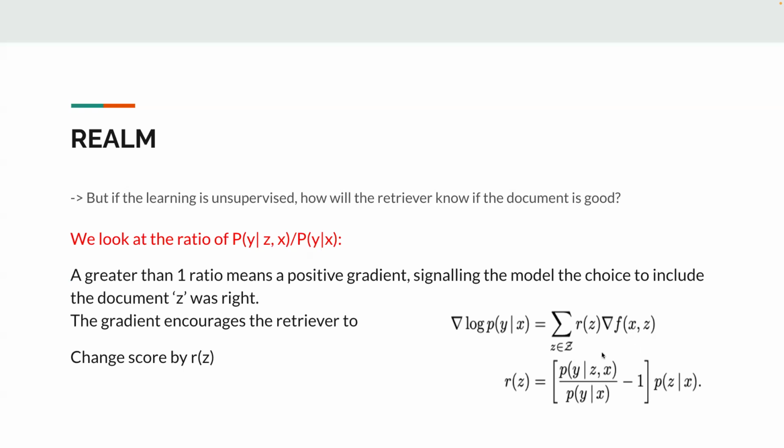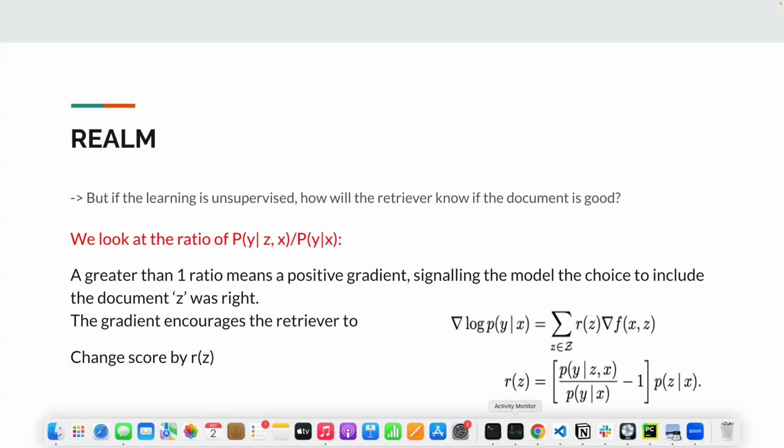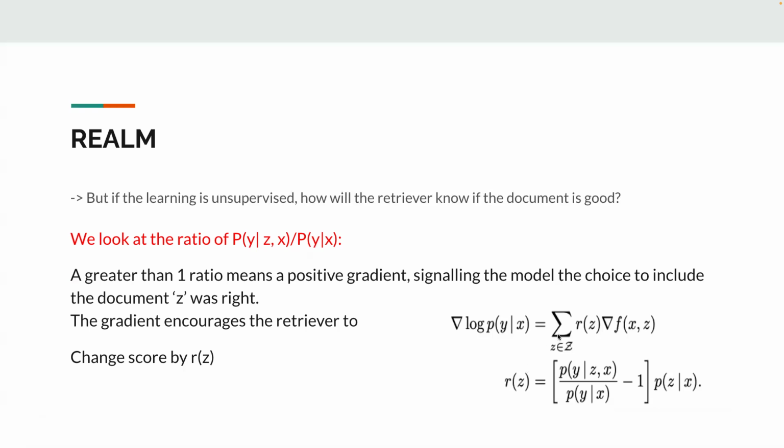However, if the numerator is less than the denominator, which means that Z did not contribute to having a higher completion score than we would have wanted, this term becomes less than 1. Consequently, RZ is negative, and what that means is the model would be far less likely to select the document Z for an input like that the next time.